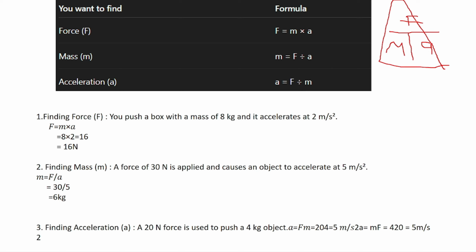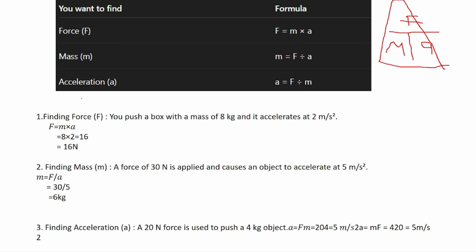So for you to find force, you have to multiply m times a. For you to find a, you have to divide F by m. For you to find m, you have to divide F by a. So here are the formulas, and here's the formula in a triangular form. If you know this triangle, good; if you don't, it's fine. You can memorize the formula like this: F equals m times a. But this one is the best one to know. F is on top, and m and a are on the bottom. So you multiply here to get F, and you divide.